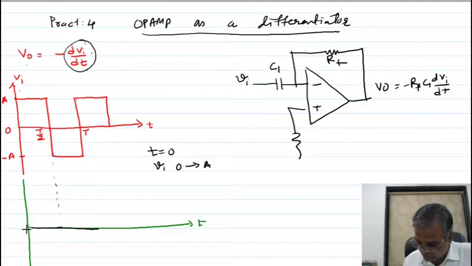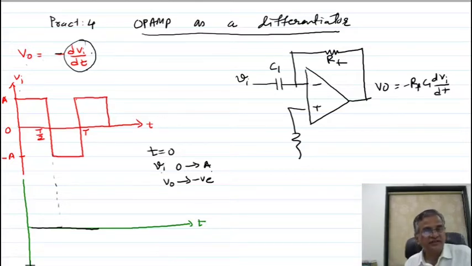Then my output will be minus dVi by dt, so if the input goes from 0 toward A, the output will be negative at that time according to this equation. Sir, how much? It is very large. Very large means what? V saturated, because this is changing from 0 to A. This is a fast change. If it is a fast change, it is infinite. For an ideal square wave, this is infinite.